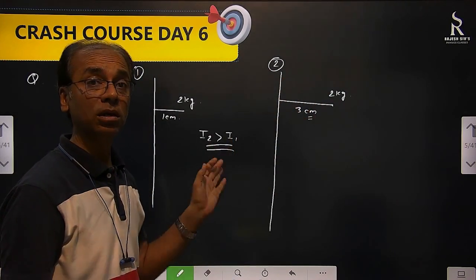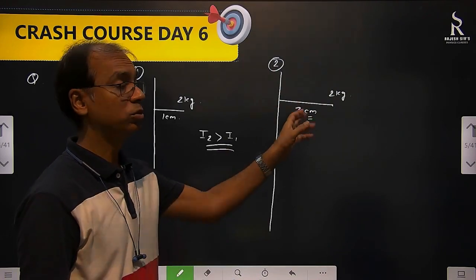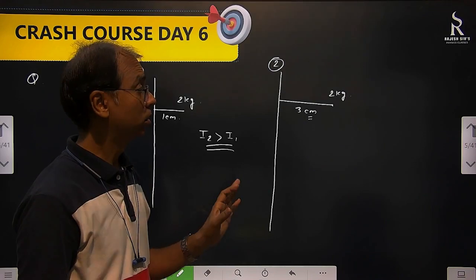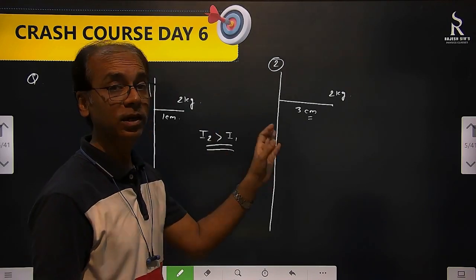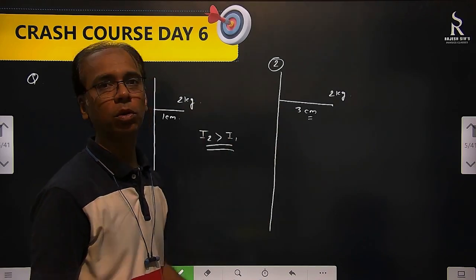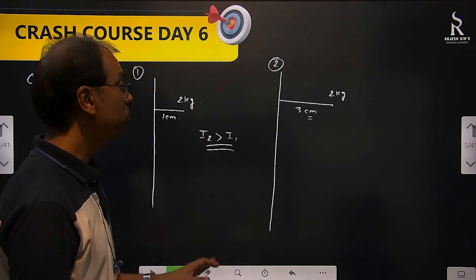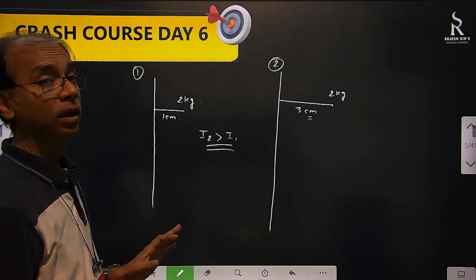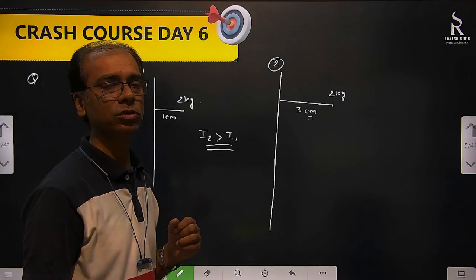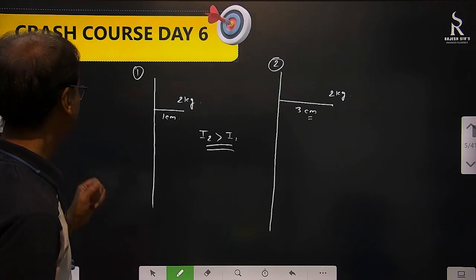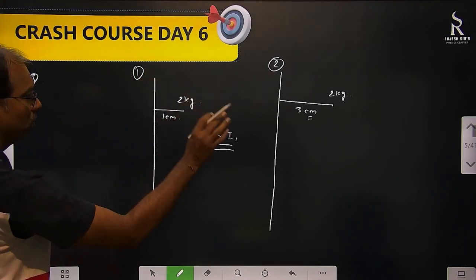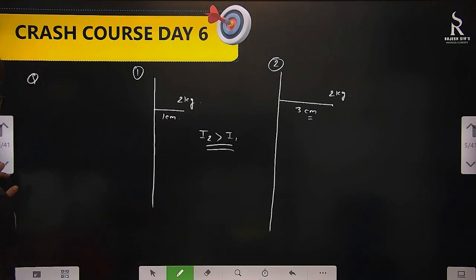That means inertia has increased. It is tough to start motion for this one. Tough to start and tough to stop, because its moment of inertia is more. So it depends on distribution of mass as well as, sometimes, you will see, the position of the axis also. Position of axis how? I'll just explain you a little later. Okay. So this is how we can calculate moment of inertia.